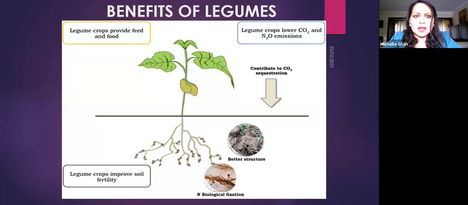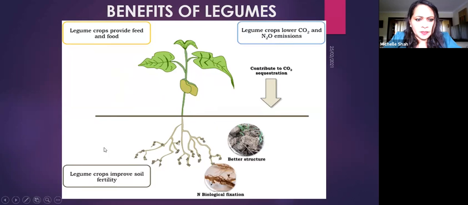Benefits of the legumes. These are some of the benefits. They provide feed and food. When legumes are grown, the fruits and the vegetables provide nutrients for human health. The legume crops lower carbon dioxide and nitrogen oxide emissions, and they contribute to carbon dioxide sequestration. So it contributes in a positive way to climate change, as it will prevent greenhouse gases.